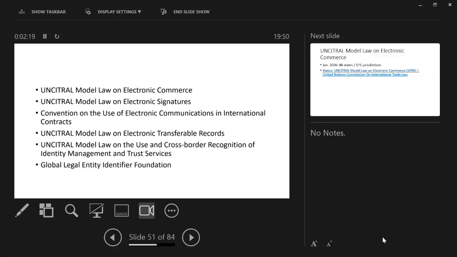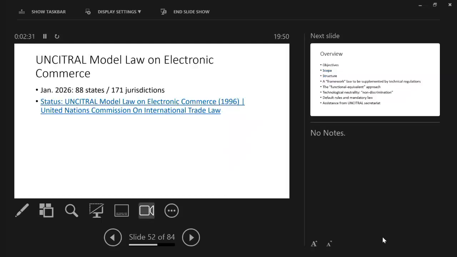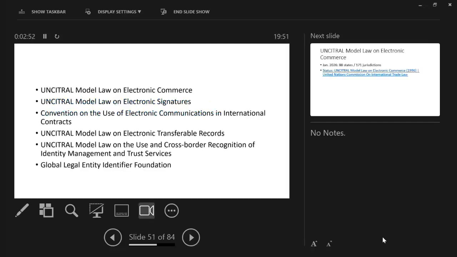It moves from being soft law to hard law in that jurisdiction. And the Model Law on Electronic Commerce has probably been, after the CISG, one of our other most significant successful international arrangements. So far, implemented by 88 states and 171 jurisdictions. We'll come back to that in a minute.